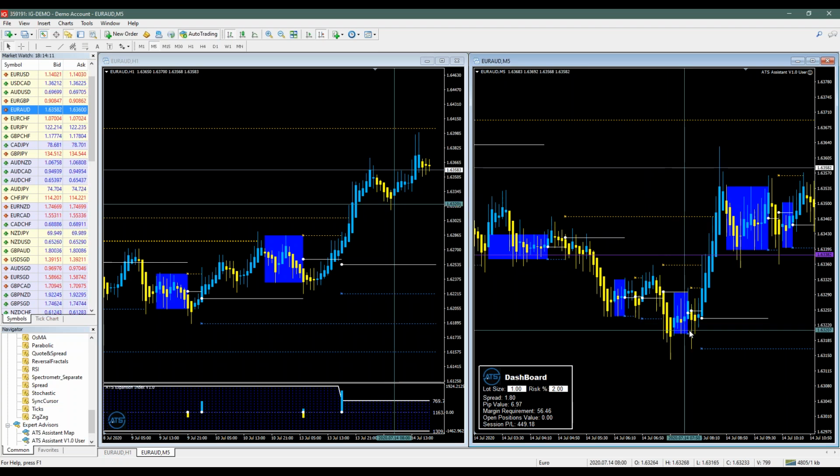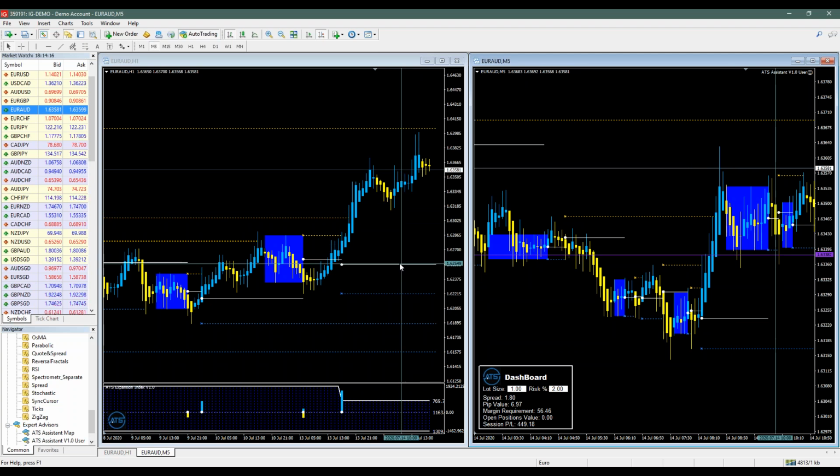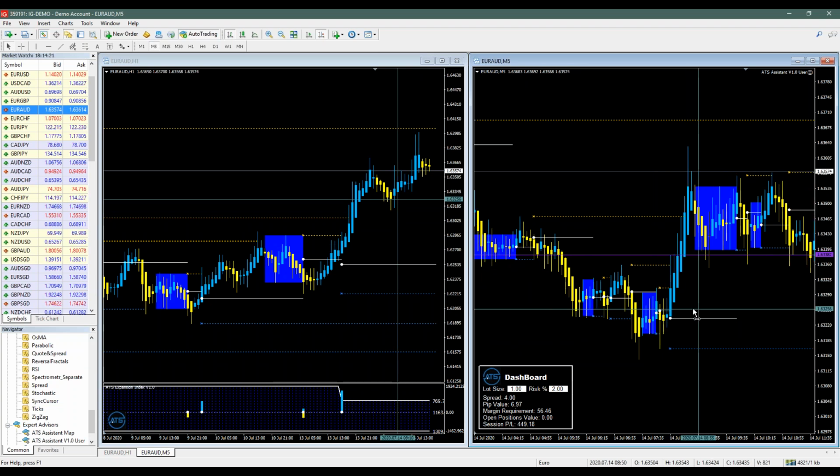That's a high probability area to get into a trade, because if this didn't hold and it fell apart, then there was probably a good chance this was just going to keep on heading down to the short side overall.